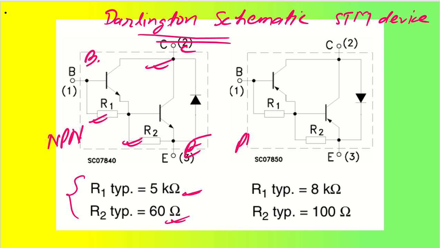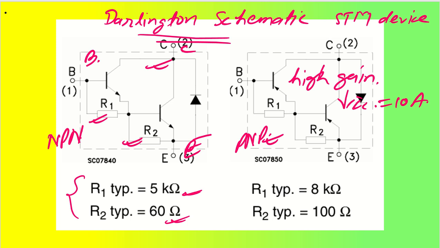Coming back to the PNP type. If you talk about PNP type, we have the same configuration in Darlington schematic form. The Darlington schematic form is generally followed because it has very high gain. And due to this high gain, we achieve higher IC current, right? That will come around, let's say, 10 amperes or something like that. It's not that easy to achieve very high current gain in single transistors. That's the reason they come in the form of Darlington transistors.